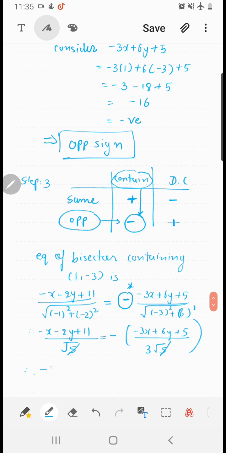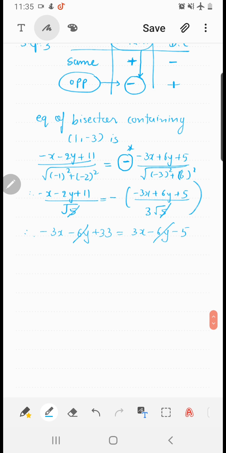Let us cross multiply. I get minus 3x minus 6y plus 33 is equal to plus 3x minus 6y minus 5. 6y gets cancelled. Okay, 3x on that side, 9x, 5 on that side plus 38 is equal to 0. In short, the equation is 3x, I'll get minus sign, sorry here, okay, minus 19 is equal to 0, and that is the equation of bisector. Okay, so again it is a very simple concept if you know the table.